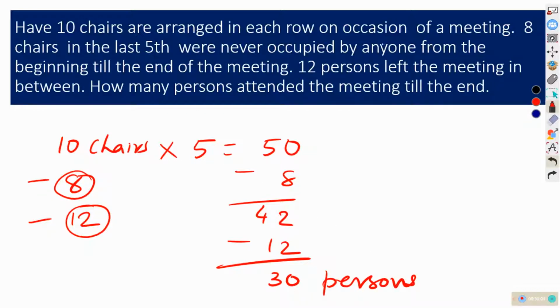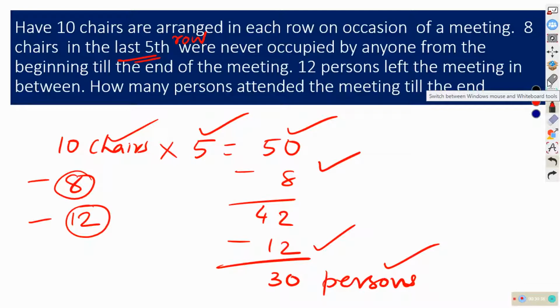There is a clue here. The clue is 8 chairs in the last fifth row. So the last row is the fifth row. In the last fifth row, 8 people never attended. So if we have arranged 10 chairs in 5 rows, 50 chairs were there, less 8 did not attend in the last fifth row. 30 persons attended the meeting till the end. Actually simple, but the question language is a little bit tricky.